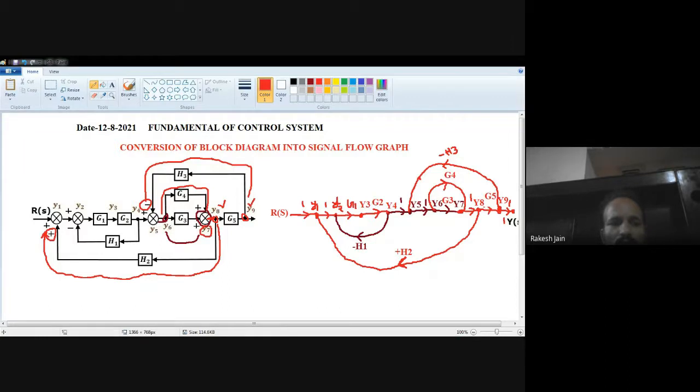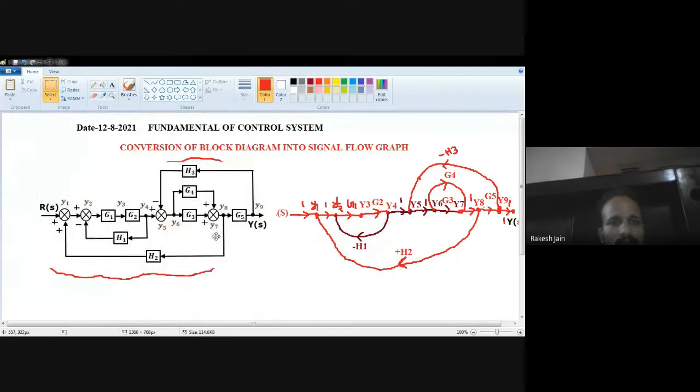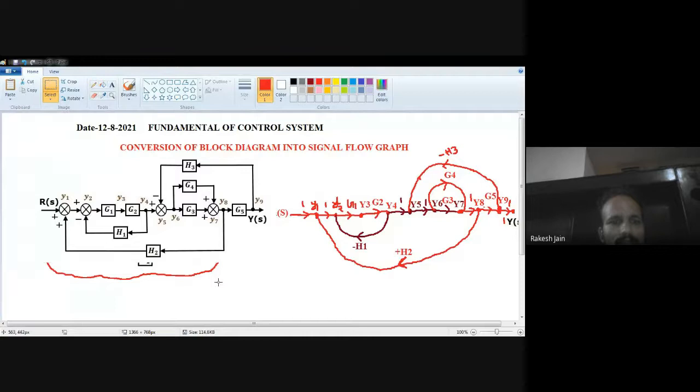I am going to solve the question with the block diagram reduction technique first. This was my question, whose corresponding signal flow graph I just drew. Now I am going to solve the question with the block diagram reduction technique, because in a signal flow graph it is convenient that we can easily solve by finding the number of forward paths and the number of loops. First we solve this question with the help of the block diagram reduction technique.